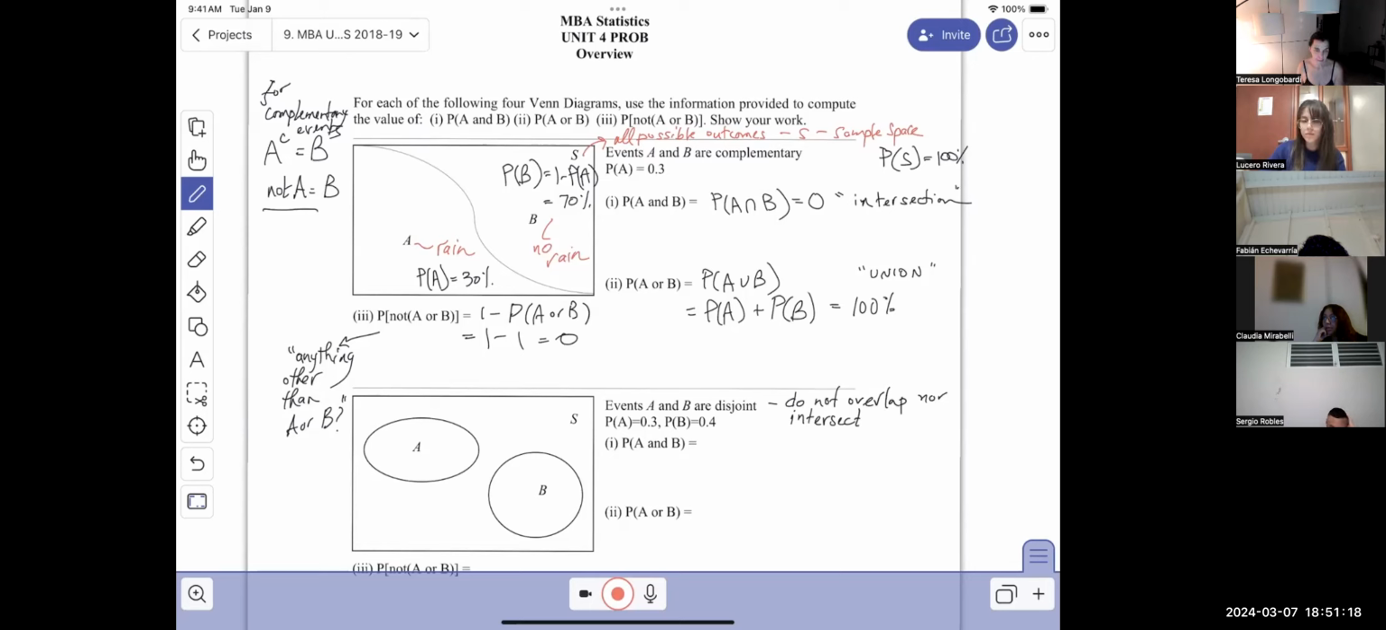What's something else you can tell me about that compares to the complementary ones? A and B in complementary events fill the space. Do A and B fill the space in disjoint events? No. So in other words, there's something else over here. What do we call this something else? We have a symbol for it.